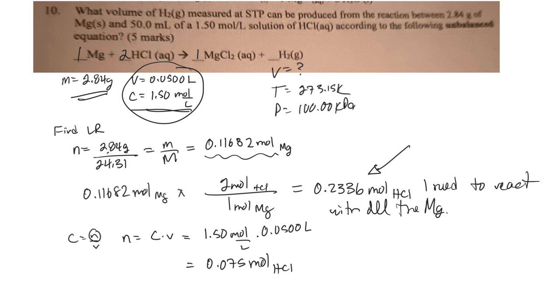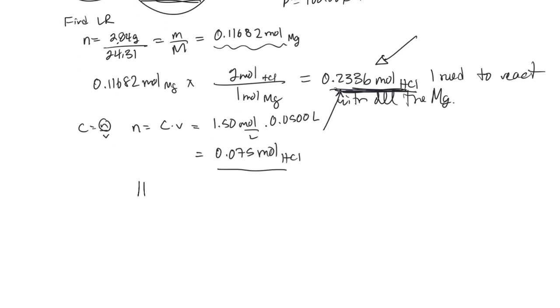Okay, now I look up here, and that's how many moles of hydrochloric acid I need in order to use up all of this magnesium. But all I have is this many moles of hydrochloric acid, so I don't have enough. Therefore, HCl is my limiting reactant.